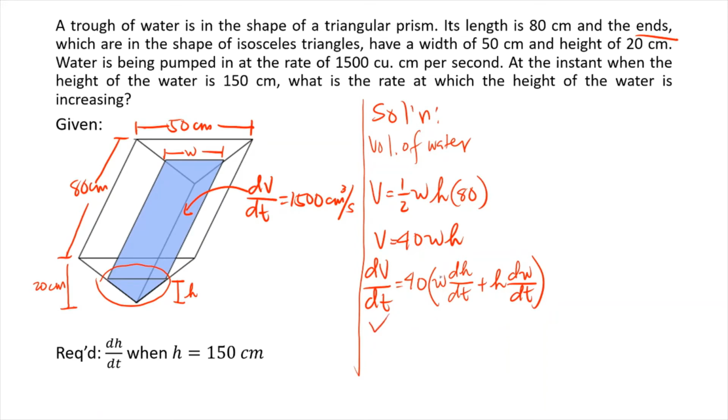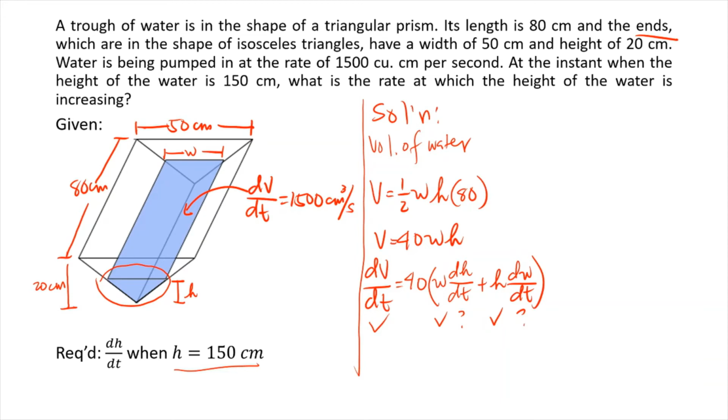We don't know W, but we can solve for W using the concept of similar polygons later on. Alright, so check. dh dt, this is what we are asked to find. H is given as a condition, so check. And now here's the problem with this approach. We don't know dW dt, so we cannot solve for dh dt using this approach because we have two unknowns. In that case, we need another equation that involves dW dt.